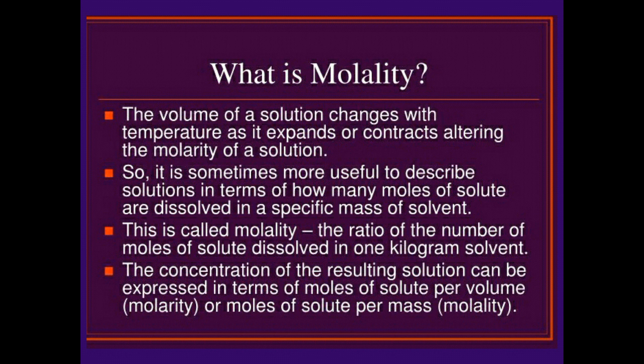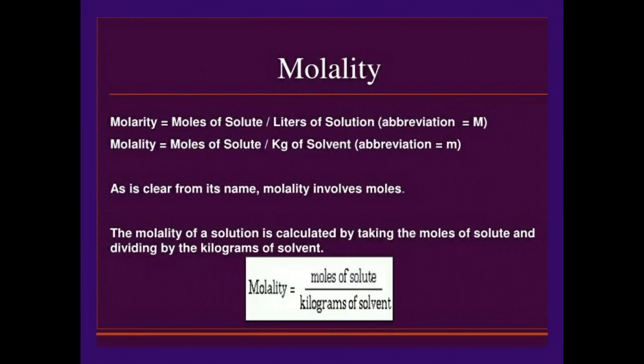Clear? So the formula of molarity is moles of solute upon the volume of solution in liters, and the abbreviation for that is capital M. And molality is moles of solute, the same, divided by the mass of solvent in kilograms, and it is abbreviated by small m. It is clear from the name itself that molality and molarity both involve the number of moles. The molality of a solution is calculated by taking the moles of solute and dividing by the kilograms of solvent. So the formula of molality is moles of solute upon kilograms of solvent.